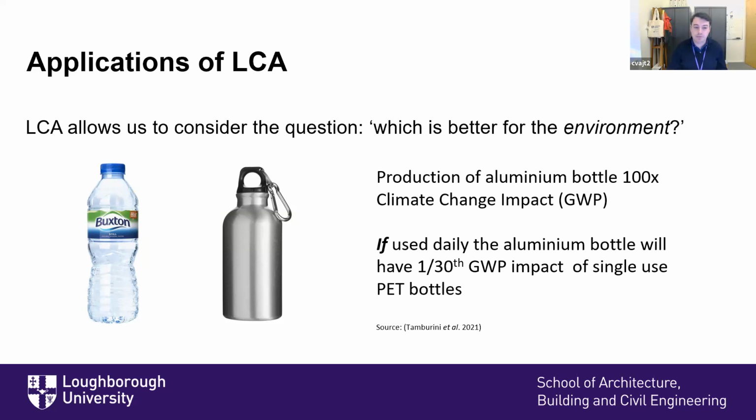So in this case, very much in the production phase, but the use phase of this aluminium water bottle actually saves environmental impacts compared to the counterfactual. So we can start to use this when we're thinking about how we design a building: what technology do we want to integrate, what materials do we want to use, how would that building be used over its life cycle, to try and understand design decisions and identify which is better for the environment.